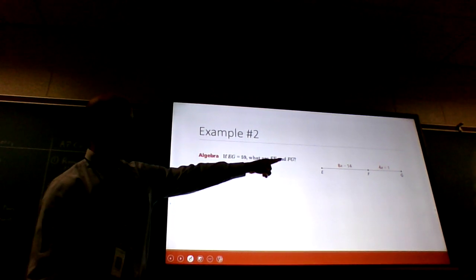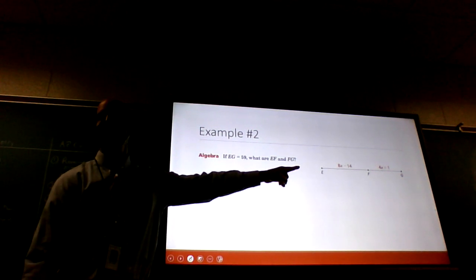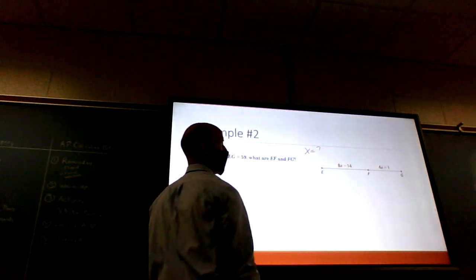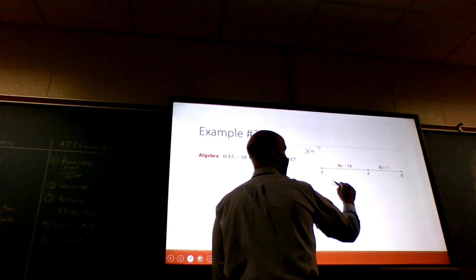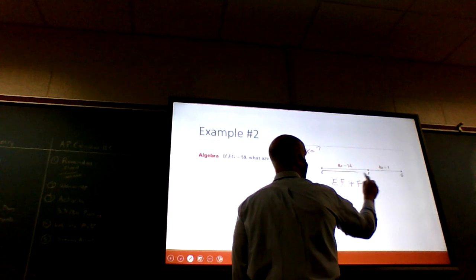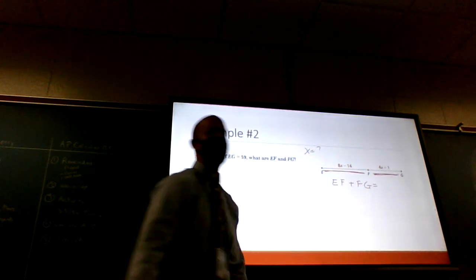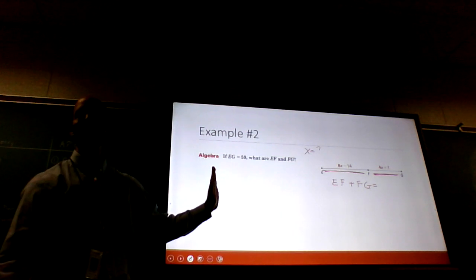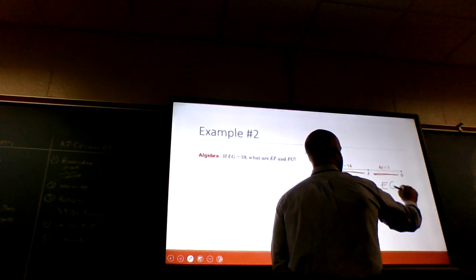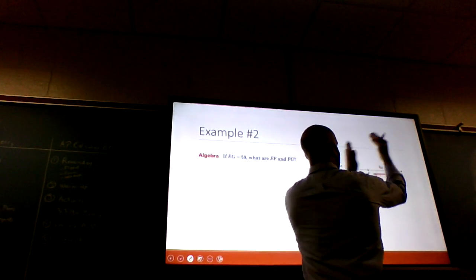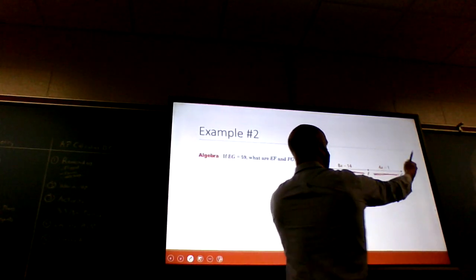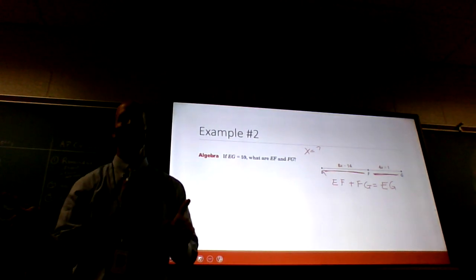You guys see that segment over there? It's got 3 points on it, right? If I want to figure out x, the first thing I know is this. What is EF plus FG? What is the distance from here to here plus the distance from there to there? What's that got to equal? EG. This plus this is the whole thing. That's the first thing you want to write down on your paper.